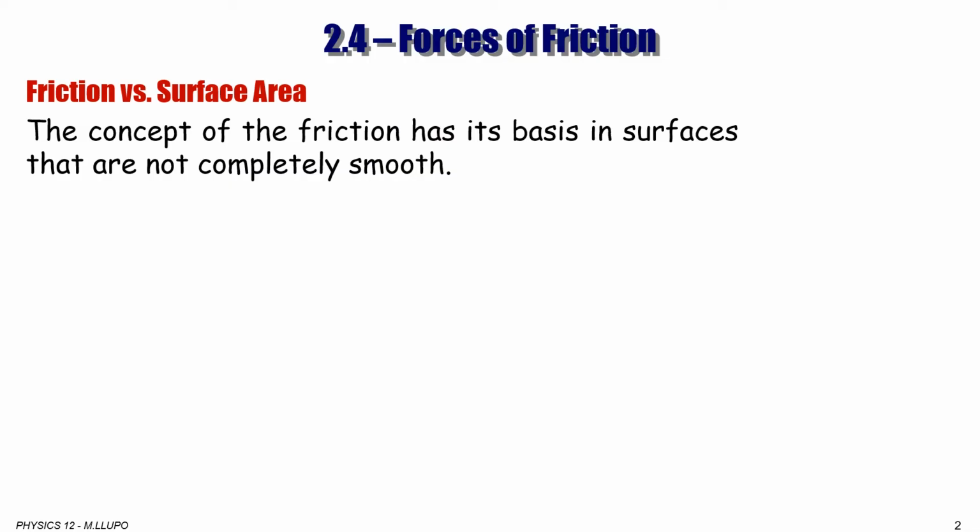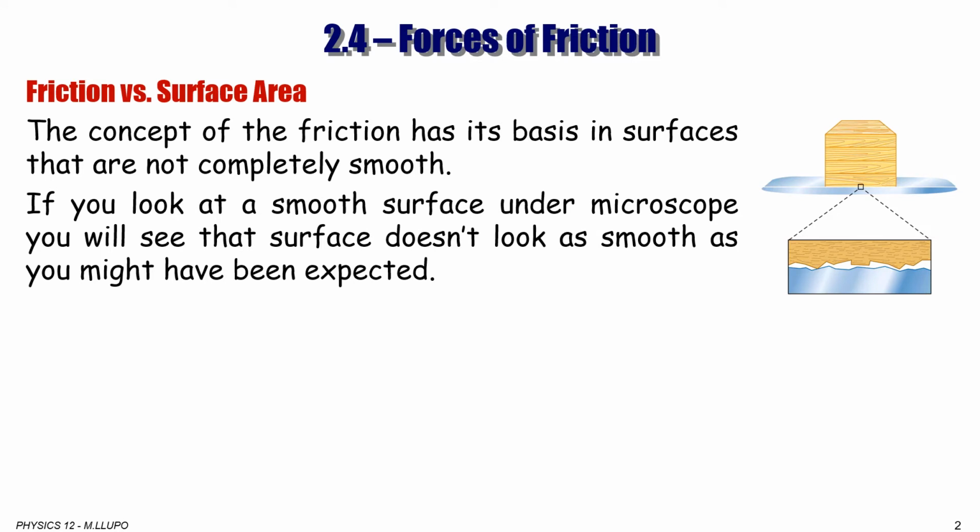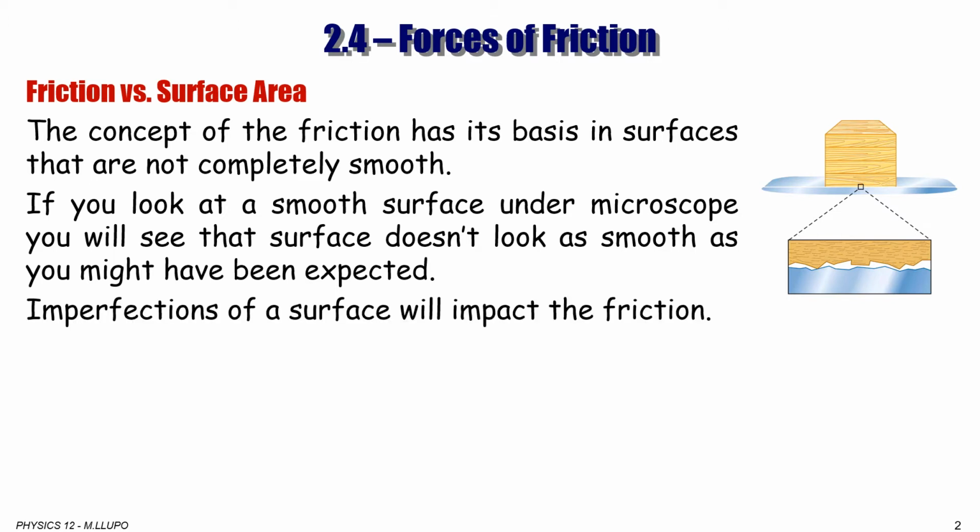The concept of friction has its basis in surfaces that are not completely smooth. If you see that diagram under a microscope, no matter how smooth the surface is, you're going to see a lot of imperfection. So that surface doesn't look as smooth as you might have expected. Imperfection of the surface will impact the friction. So the bigger the imperfection, the bigger the friction.